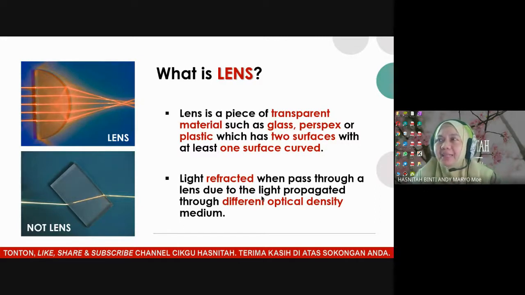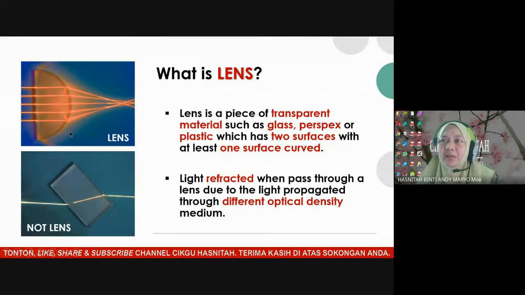What is a lens? It is a piece of transparent material, made from glass, perspex, or plastics. A lens must have 2 surfaces with at least one of the surfaces being curved. Not all transparent materials can be called a lens. A lens must have 2 surfaces where at least one of the surfaces is curved.